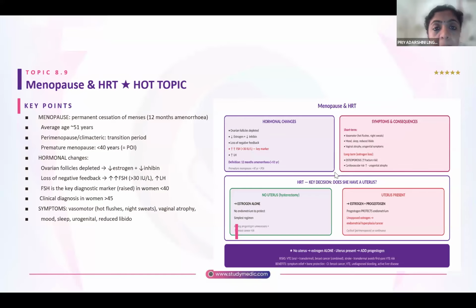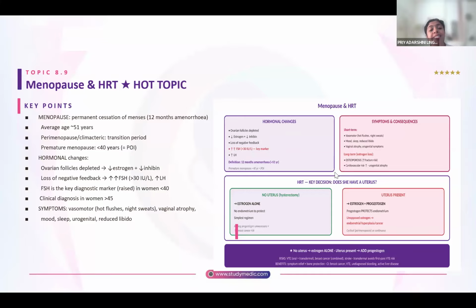So this was all about amenorrhea and hyperprolactinemia. So next, let's look into yet another important topic over which you can expect a lot of questions, because this is a hot topic both in clinical practice, and also the guidelines have been updated on menopause. Now, menopause is nothing but a permanent cessation of menses.